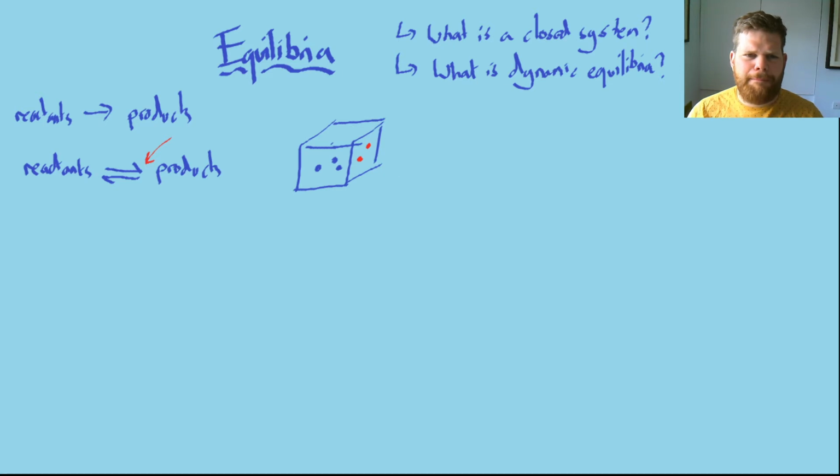Now if I was to have a box like so, but this box is slightly different in that it has an open lid, what could happen is I'll have my reactants and my products, but then these products could leave said box, as could my reactants if they wanted to. This is the difference between a closed system and an open system. This system is known as closed. This system is known as open.